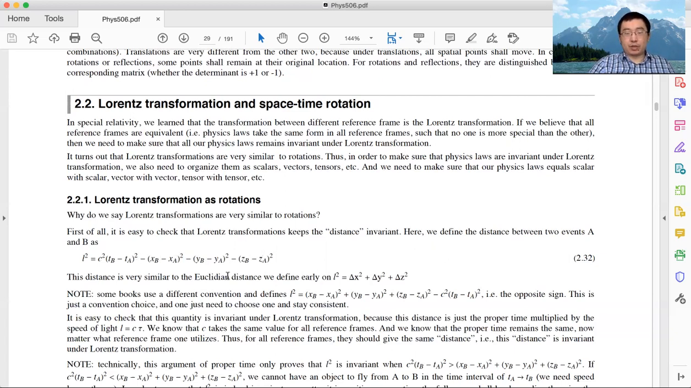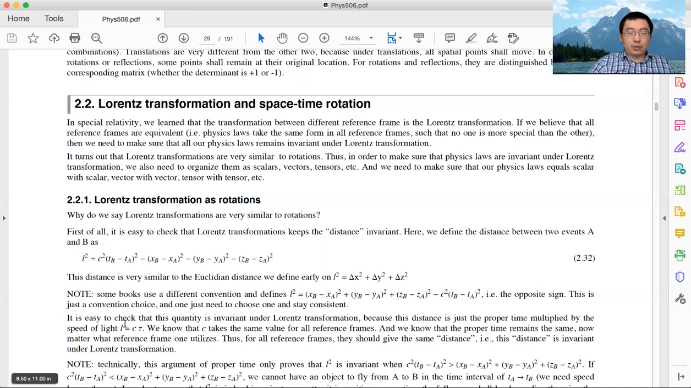So this is what we define as the four-dimensional distance, or more precisely, the square of the four-dimensional distance. I will not bother you with the details about how to prove this. I believe most of you have learned how to prove this in your undergraduate courses. Here I will quickly show you two ways to prove this. One is a hand-waving way, and another one is a more precise, more rigorous way.